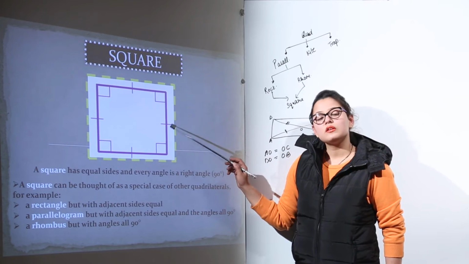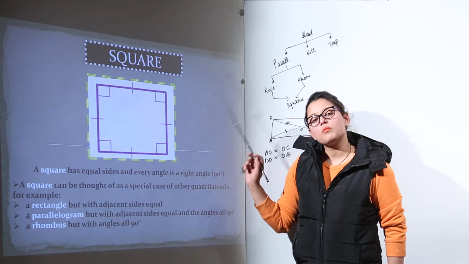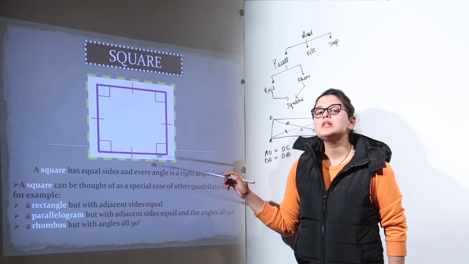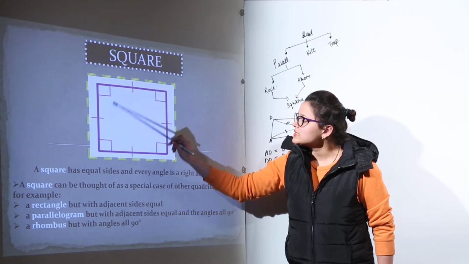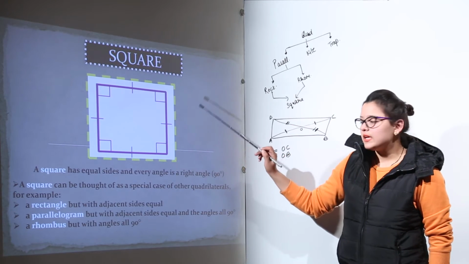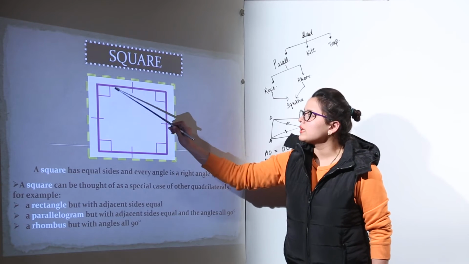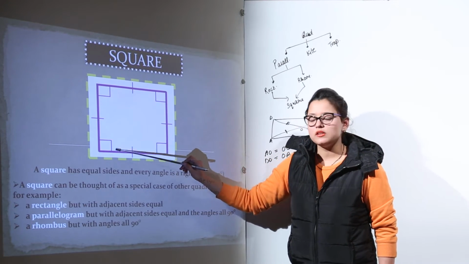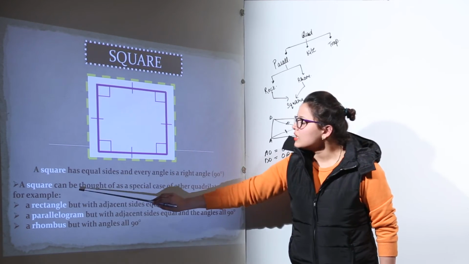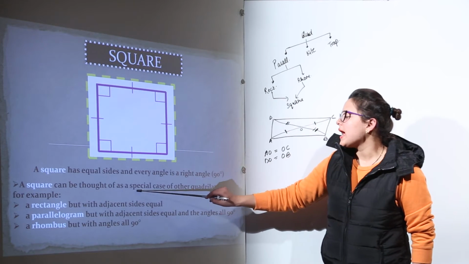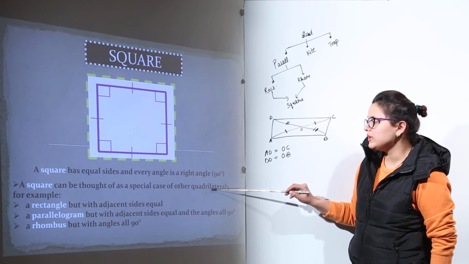That means let us compare it with the rhombus. A rhombus also had all the four sides equal, as well as this square is having all the four sides equal, and also all the angles of a square are equal to 90 degrees. Now a square can be thought of as a special case of other quadrilaterals.